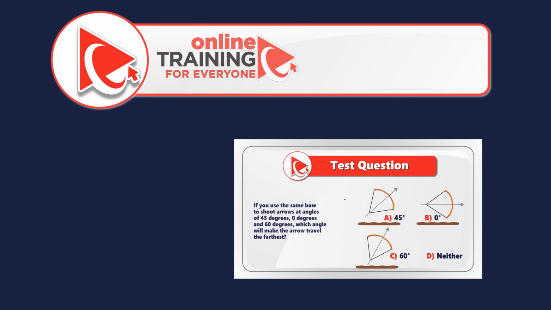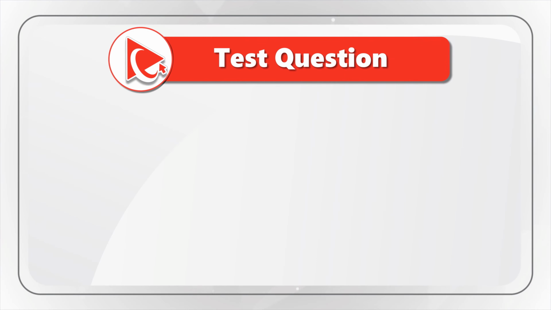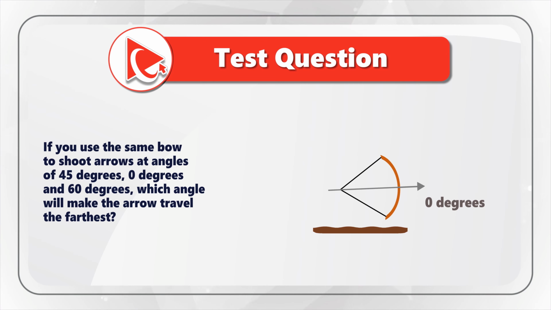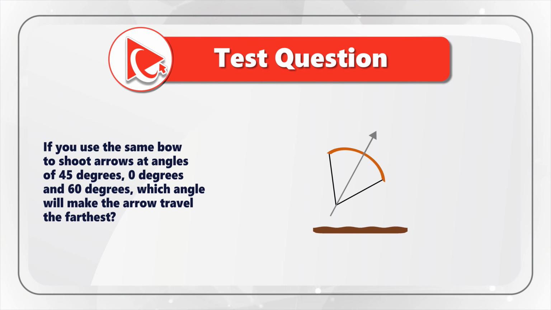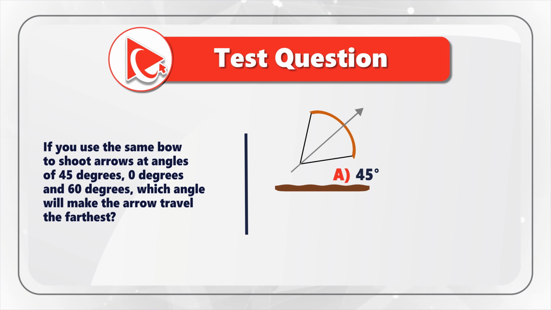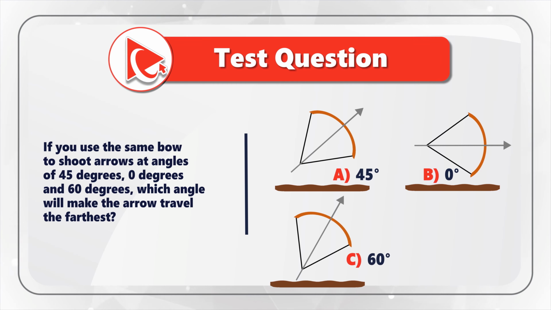I think this question is not just about engineering, but also about your critical thinking and analytical skills. If you use the same bow to shoot arrows at angles of 45 degrees, 0 degrees, and 60 degrees, which angle will make the arrow travel the farthest? You have 4 possible choices. Choice A, 45 degrees. Choice B, 0 degrees. Choice C, 60 degrees. And last but not least, choice D, neither one. Take a close look to see if you can come up with the answer.